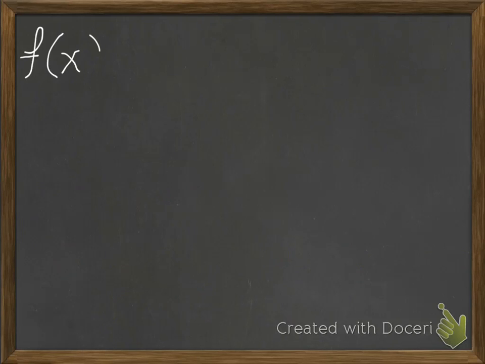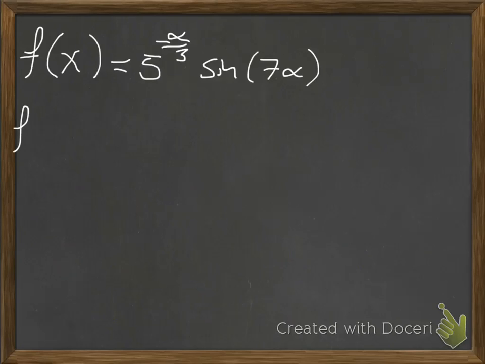Let's try another one. What do we got here? 5 to the negative alpha over 3, and then sine of 7 alpha. So again, we have a product of functions, and we might have to use the chain rule, but this is fine. You can handle that. All right. So it's going to be ln of the base for the first function times the derivative of the exponent, so the derivative of negative alpha over 3.